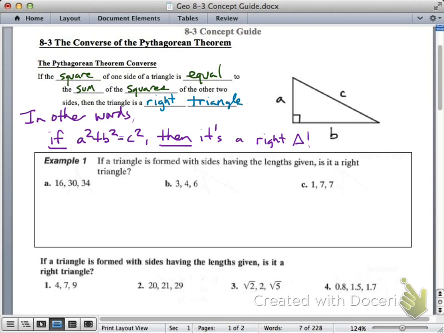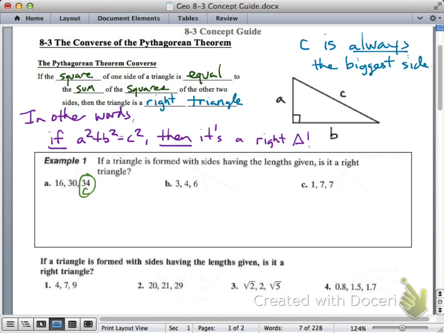We know that we have a right triangle now. Remember this, C is always the biggest side. Always. So, first set of questions that you'll have, like here in Example 1: if a triangle is formed with sides having the following lengths, is it a right triangle? What you need to do is first identify the biggest side. That's your C. The other two are your A and your B. It doesn't matter if A is bigger than B or B is bigger than A. All that matters is that C is the biggest.